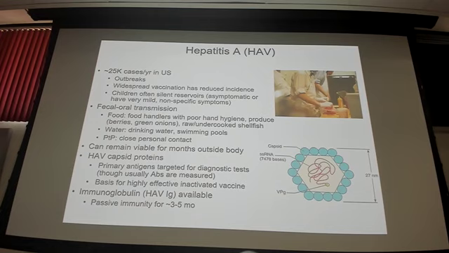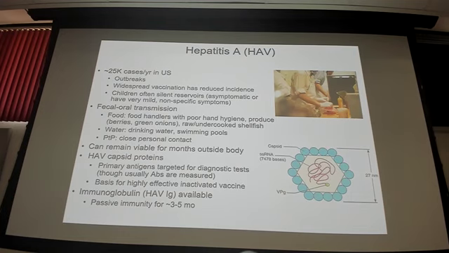In terms of the biology, again, it's a capsid virus with an RNA genome here. The vaccine itself is an inactivated vaccine. You should get lifelong immunity for hepatitis A. Passive therapy is available as well; immunoglobulin is available for this disease.